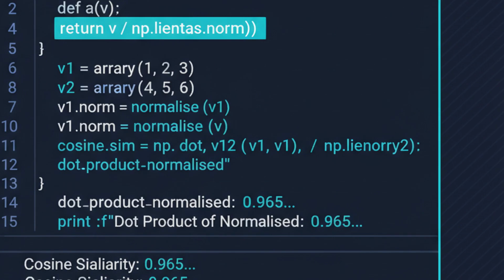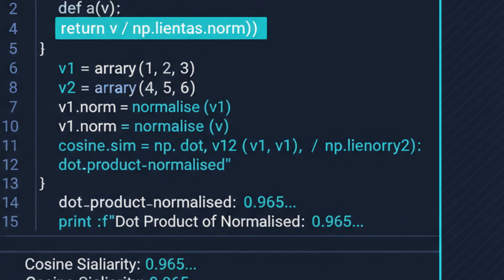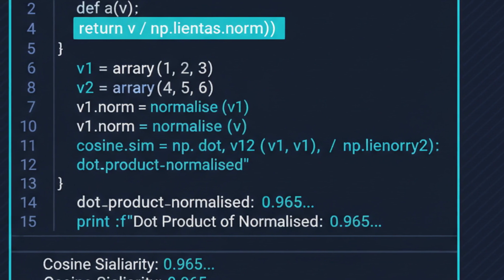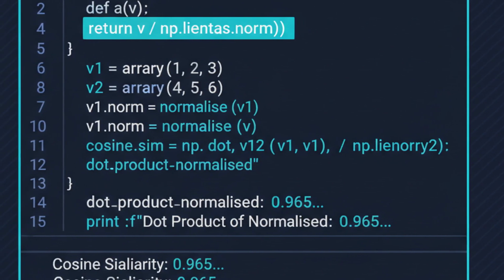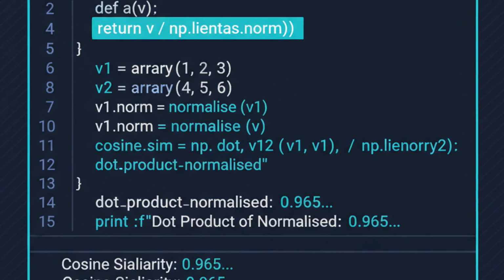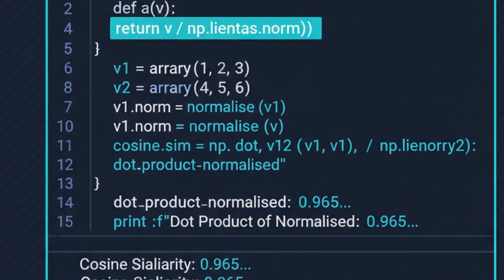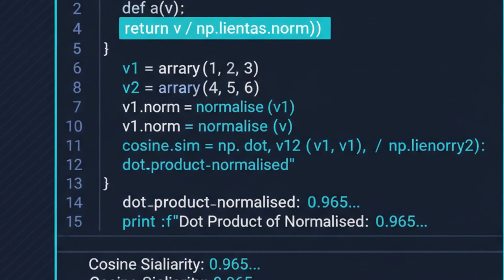Here's the insight that ties everything together. If you normalize every vector to unit length first, then the dot product and cosine similarity become mathematically identical. The lengths are all 1, so dividing by them changes nothing. This is why production vector databases love normalization. They can use the cheaper dot product internally while still giving you Cosine style results.